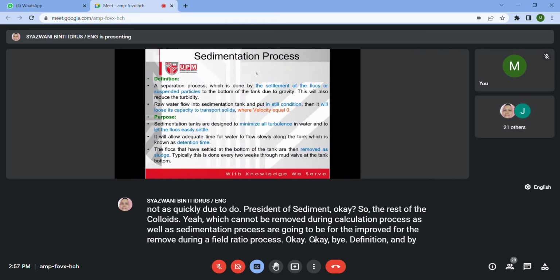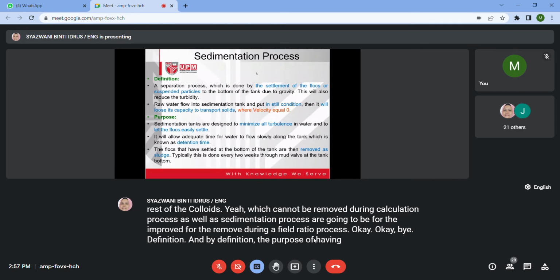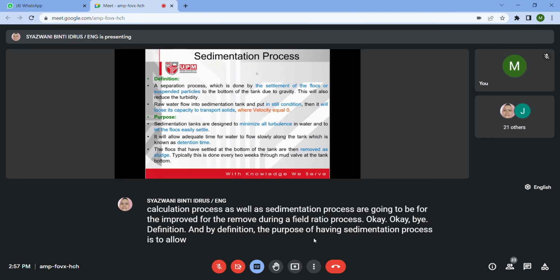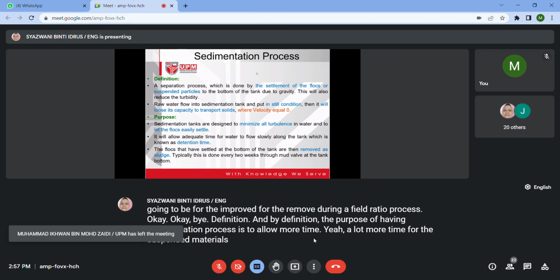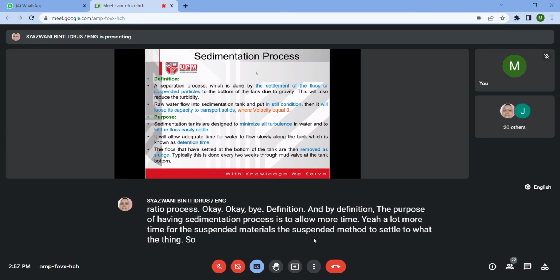By definition, the purpose of having a sedimentation process is to allow more time for the suspended material, the suspended matter, to settle to the bottom part of the tank. So these are the major purposes of having a sedimentation process.